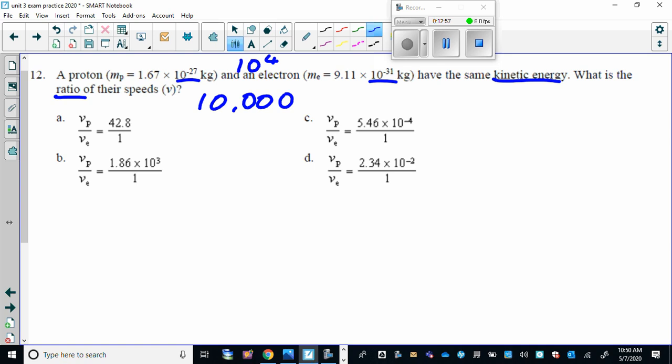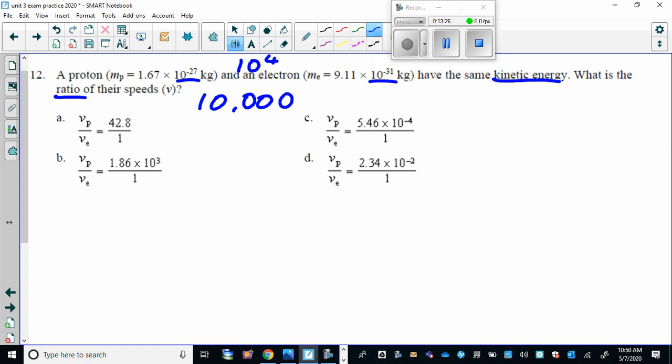So if they have the same kinetic energy, but the electron is 10,000 times less massive than the proton, then the velocity of the electron is going to have to be significantly bigger. It's going to have to be a lot bigger than the velocity of the proton. So just to get that into your thinking, so that you can say, oh, is this a logical answer that I got? Okay, now let's go through the process.